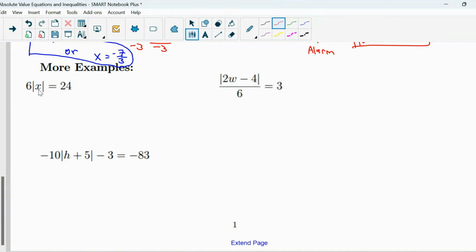So we have 6 times the absolute value of x equals 24. So just like any time we are multiplying by a variable, we must start by dividing 6 from both sides to undo our operation. That would leave us with the absolute value of x equals 4. So remember, we have to have our positive and negative case. That would leave us with x equals 4 or x equals -4.